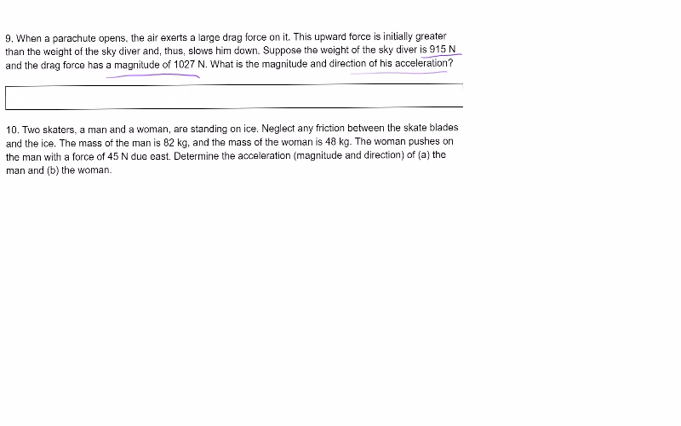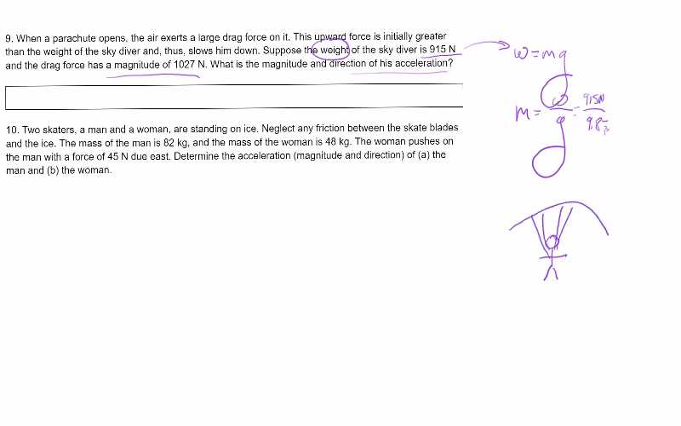So for this, we have an extra piece that they're going to sneak in here on number 9. They give you the weight of the skydiver. So we're going to have to use this weight to figure out the mass of the skydiver, because mass would equal the weight divided by 9.8. So we're going to have to take that 915 newtons and divide it by 9.8 to get the mass of the skydiver.